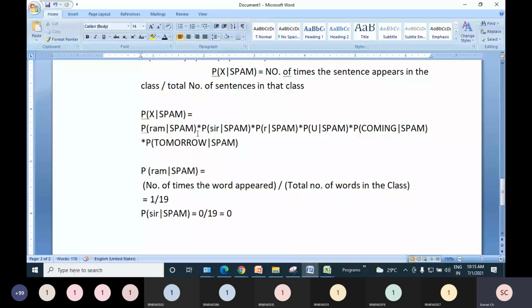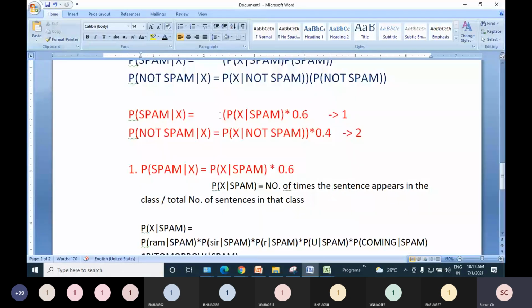And if this P of X by spam becomes 0, see the main formula in equation 1. If P of X by spam becomes 0, 0 into 0.6 is also 0. Means ultimately my final answer becomes 0, and I cannot predict anything. By looking at a given sentence in the email, I cannot tell whether this is a spam mail or not.